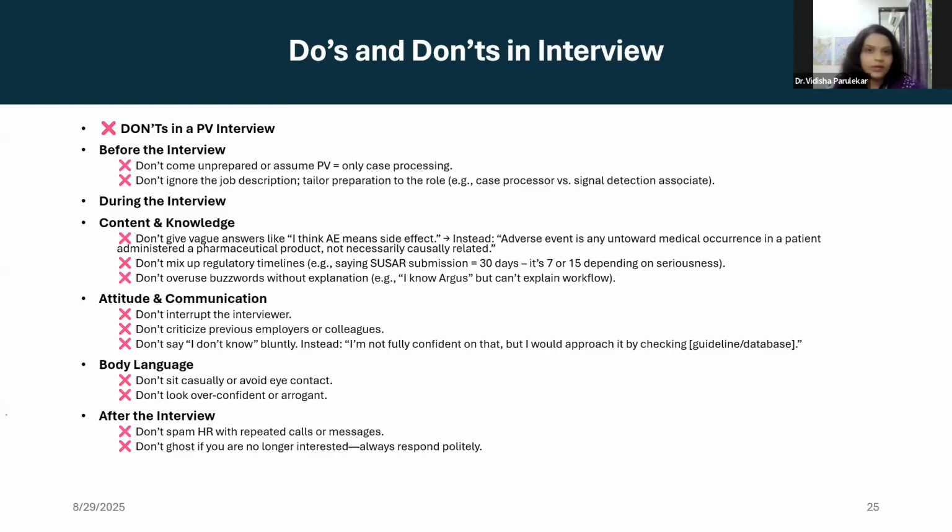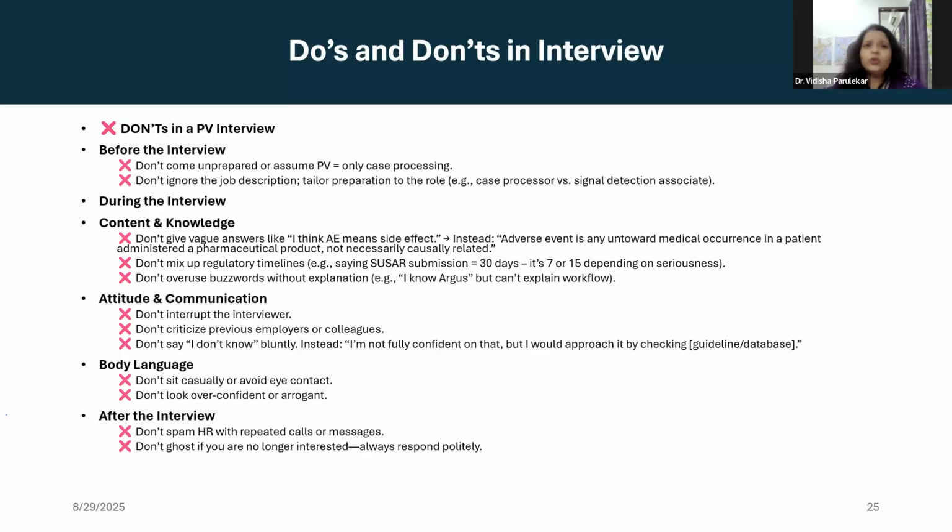Then during the interview, as I already shared about content and knowledge, never give vague answers. If you're asked what an adverse event is, don't say that an adverse event is just a side effect. Quote a proper definition: an adverse event is any untoward medical occurrence in a patient who is administered a pharmaceutical product, not necessarily causality related. A proper definition or meaning should be there. Then, as I told you, only talk about regulatory timelines if you have a good hold of them and can recall them. Otherwise, just avoid talking about regulatory timelines.